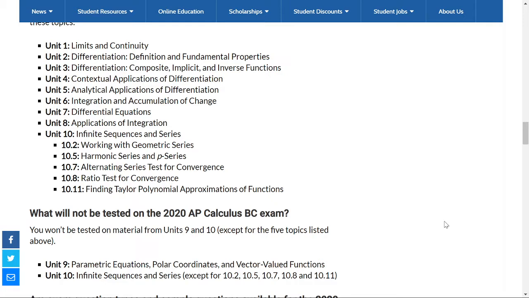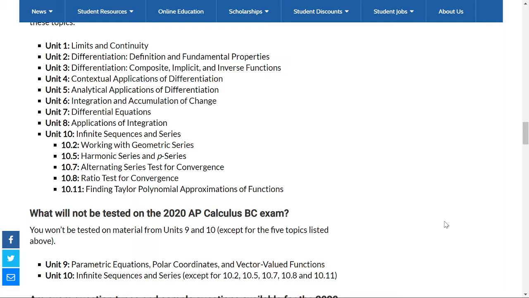At the top there, and then at the bottom you'll see where it says Unit 9 and 10, the material that is no longer going to be tested. So from Unit 9, parametric equations, polar coordinates, and vector-valued functions. And then certain subtopics from Unit 10, infinite sequences and series. But, to be clear, up in the middle of the screen, you'll see the remaining topics from Unit 10, geometric series, harmonic series, p-series, alternating series test, the ratio test, and finding Taylor polynomials.